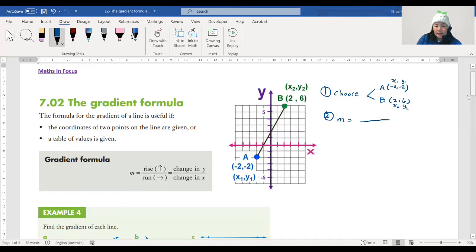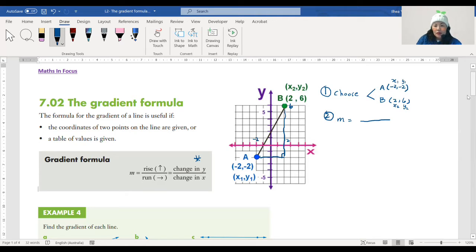Now, it says here, rise is the change in y, okay? And then run is the change in x. What do they mean by that? I'm going to draw a right angled triangle right here with the 2 points so that I can see how much it's risen up and how much it's run to the right. So that's my 6, and that's my 2, and that's my 2 here, -2 here, and that's my 2 here.